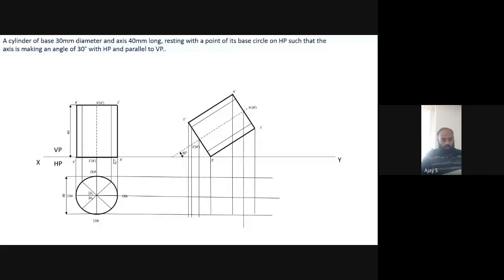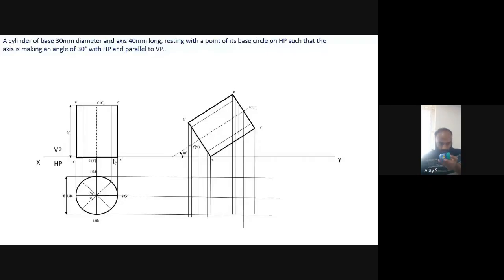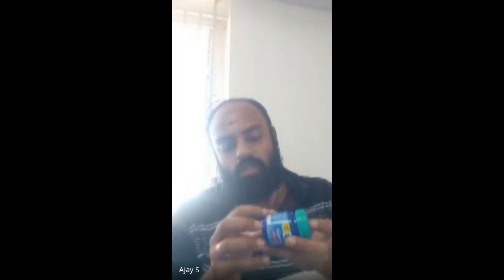So when you draw, first I mark the axis, the centers of the base. This is O1 and O2 I'll mark. Then the axis I'll just join. Then whatever is coming on the bottom, that is 1, 2, 3, and 4, I'll mark. Next, I'll mark A, B, C, D.